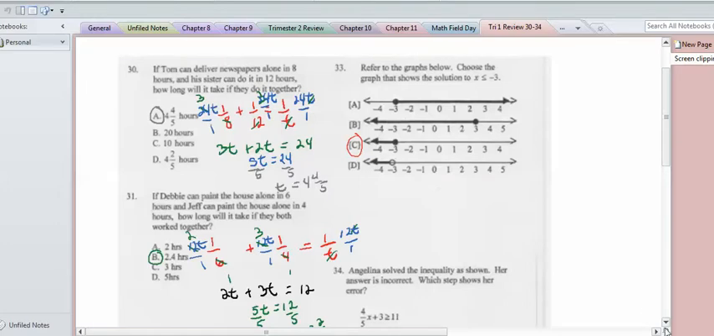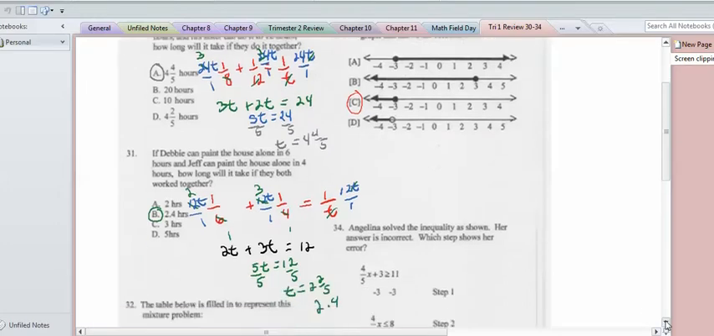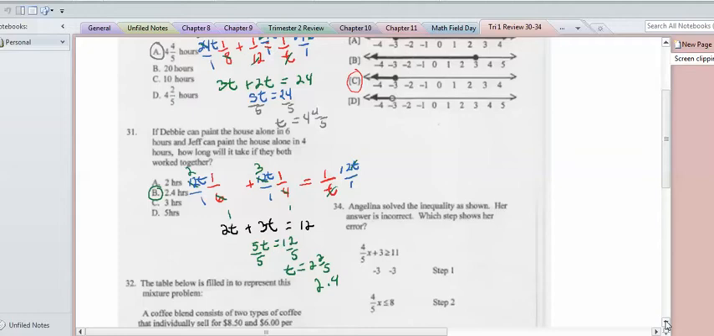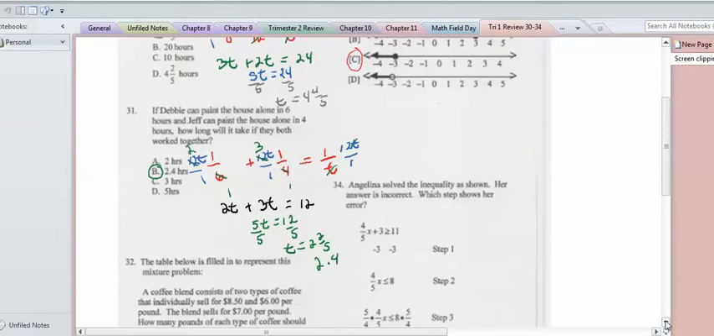Another work problem for number 31. This time Debbie can do it in 6 hours, and Jeff can do it in 4. How long do they do it together? So the same type of problem. I found a common denominator. I divided. Okay, I found it was 2 and 2/5, but there was no fraction choice, so I needed to make that 2/5 a decimal by doing an in and out problem.